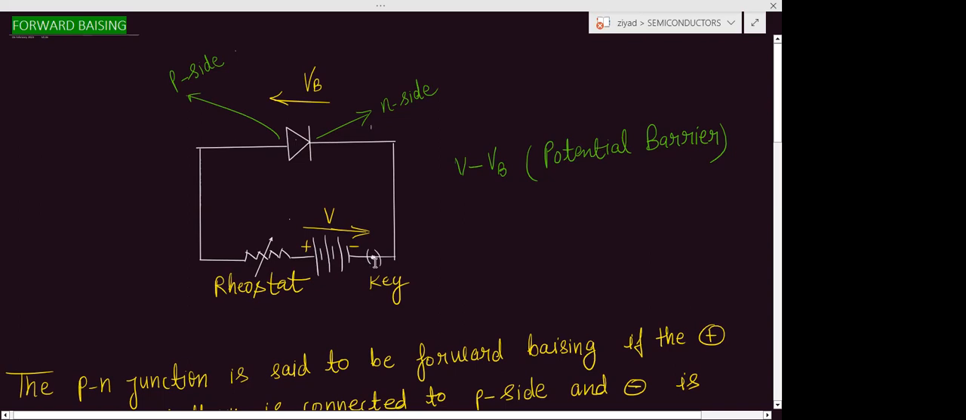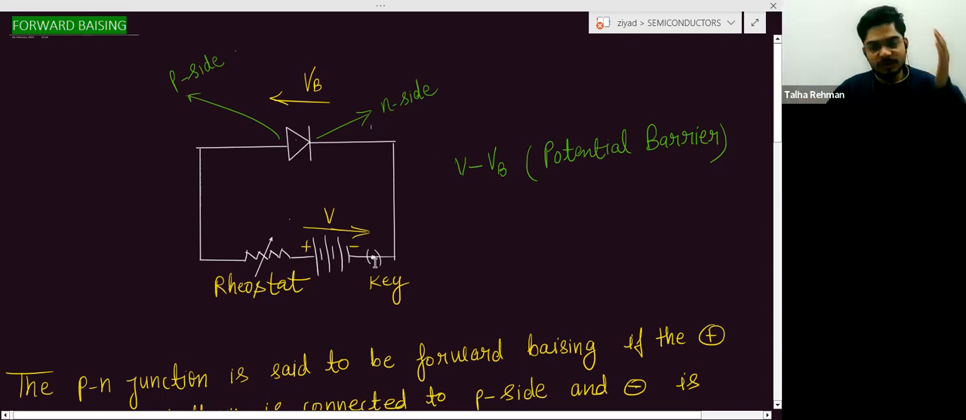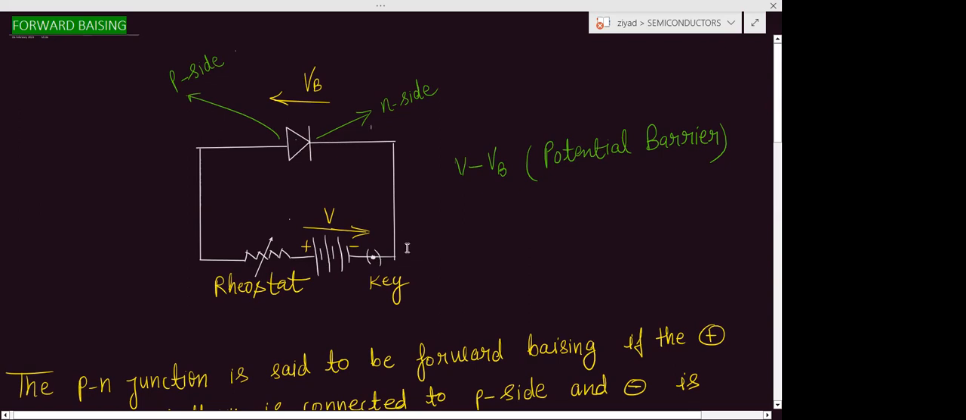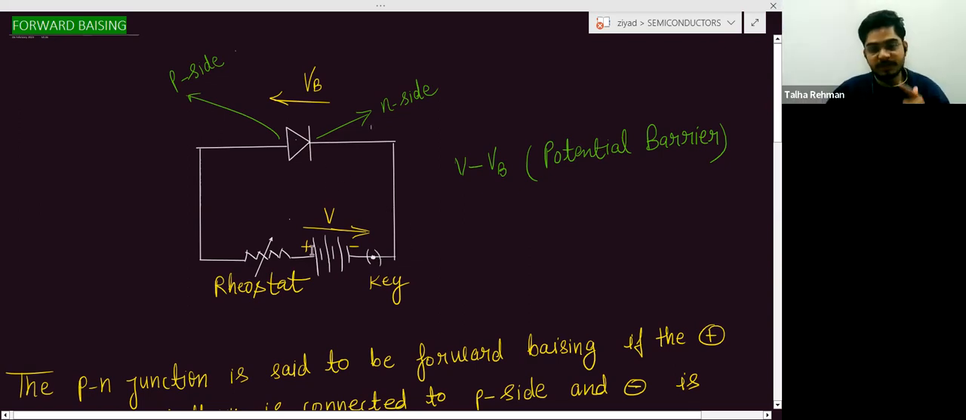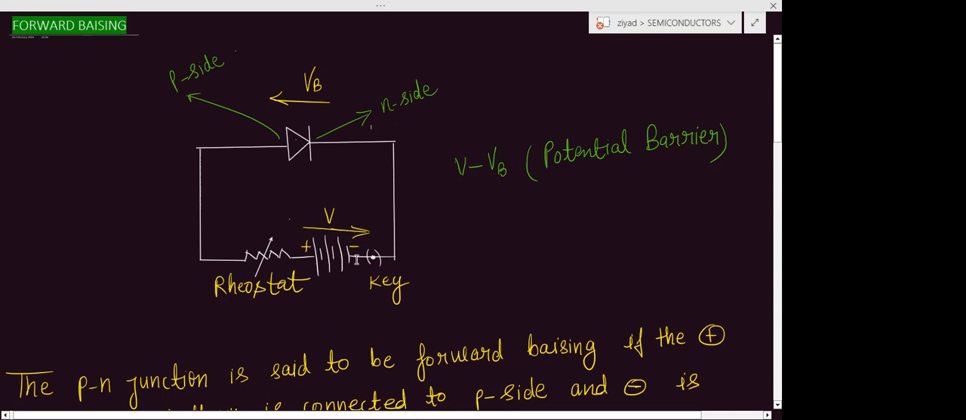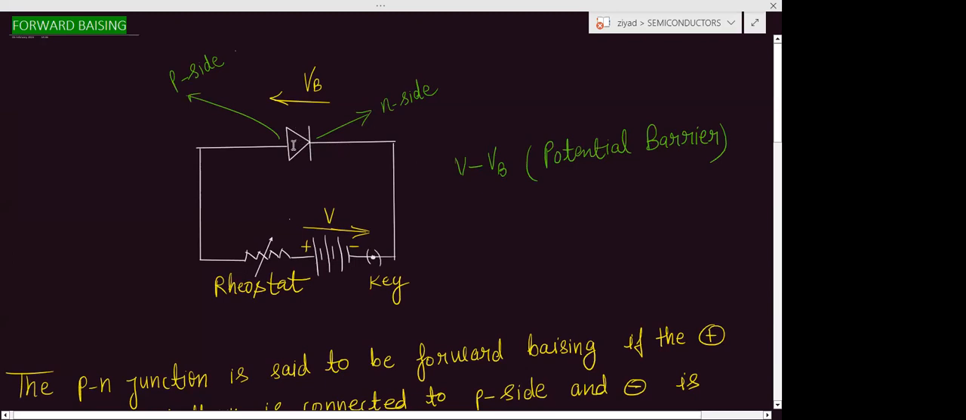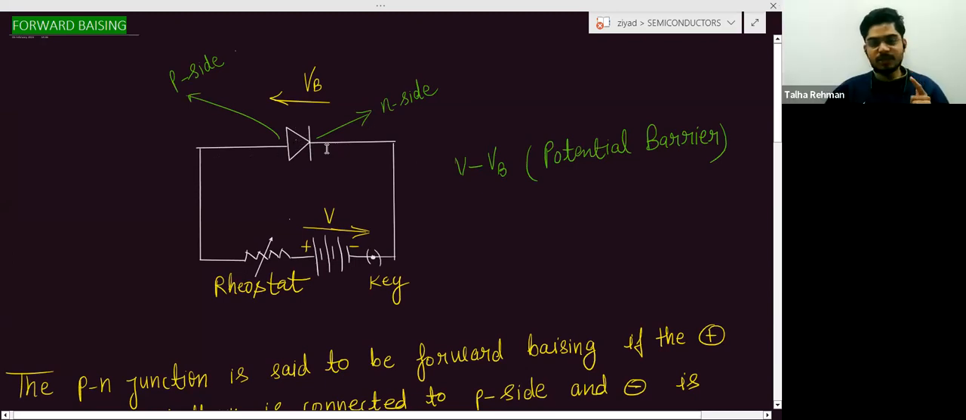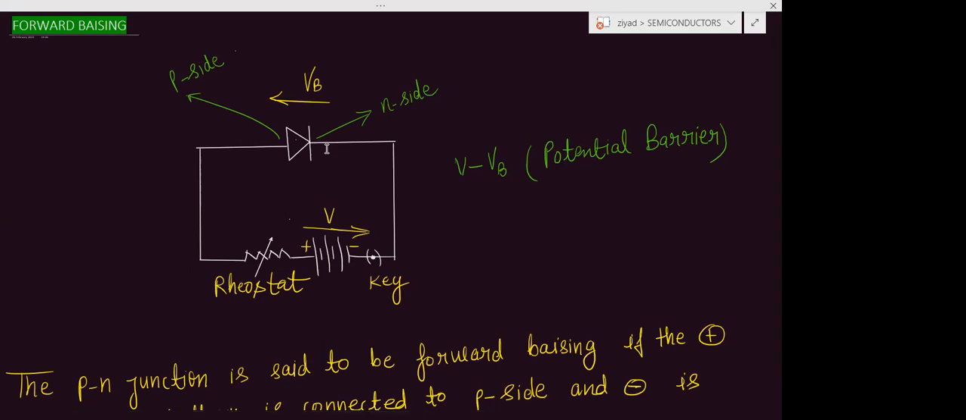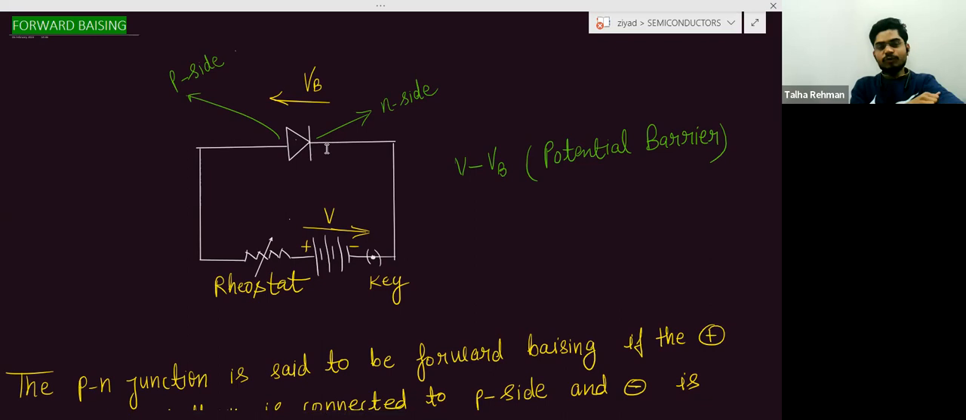And this is the key. Open key, close key. When the key is closed, current will flow. So the positive terminal of the battery is connected to the P side, and the negative end of the battery is connected to the N side of the diode. This is the P side, this is the N side. So this diode is known as forward biased. Forward biasing.